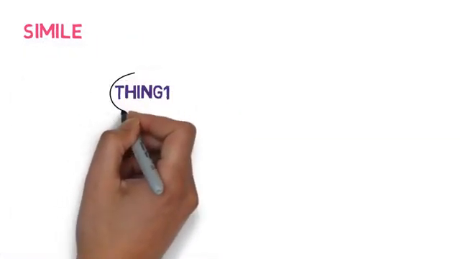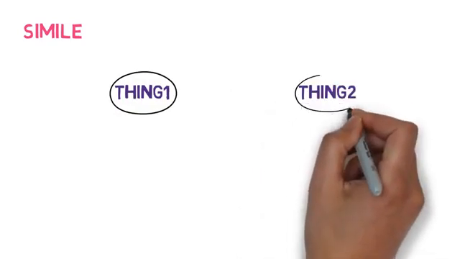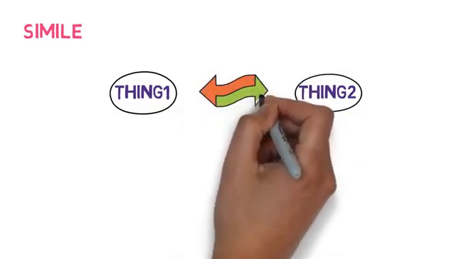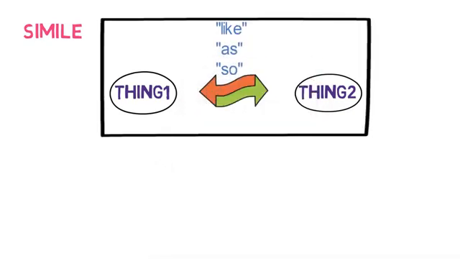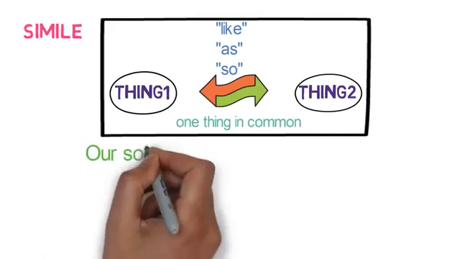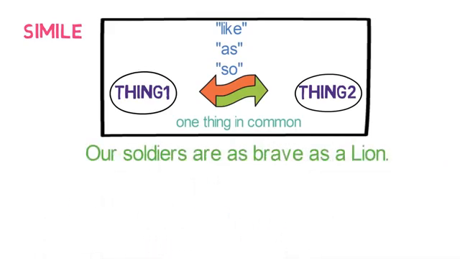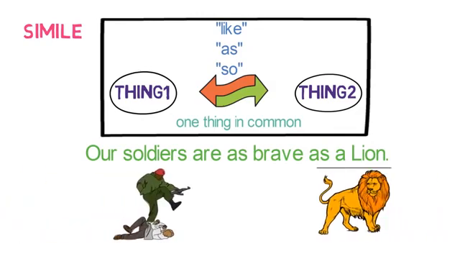A simile is a figure of speech that uses comparison between two unlike things. It is done using words like, as, or so. These two things must have one thing in common. Let's understand simile with some examples. Our soldiers are as brave as a lion. Here we are comparing two different things, soldier and lion, using the word as. And what is one thing that is common between both of them? It is their bravery. They both are known for their bravery. So here, as brave as a lion is a simile.